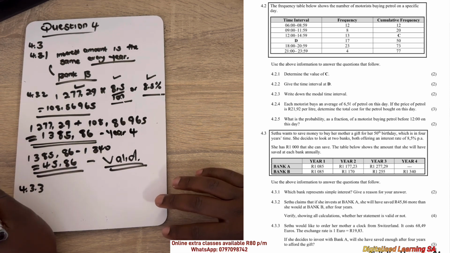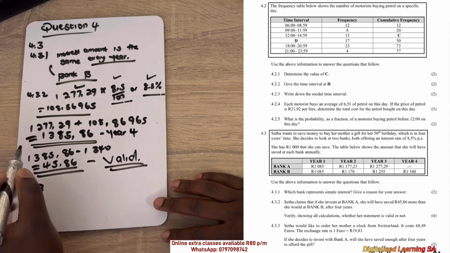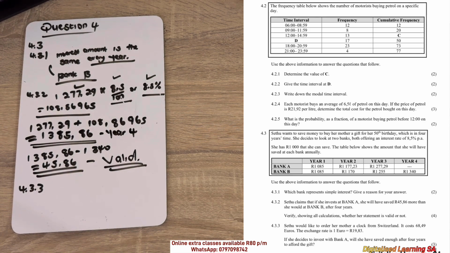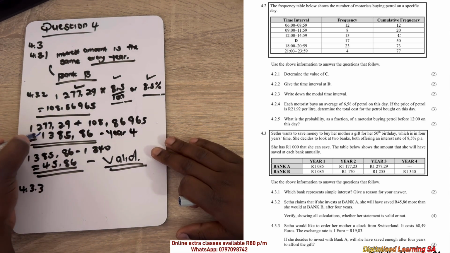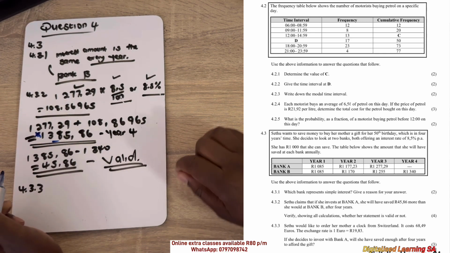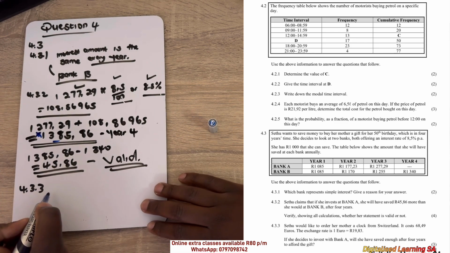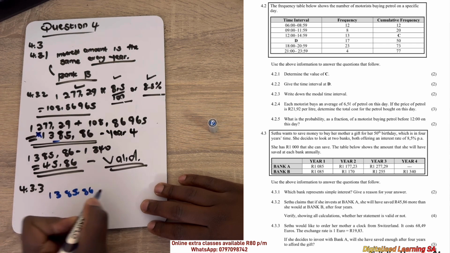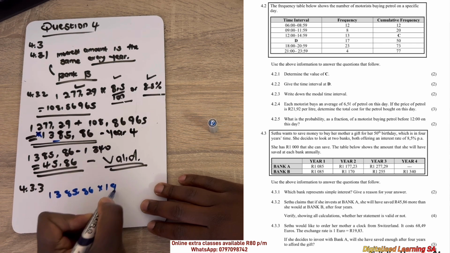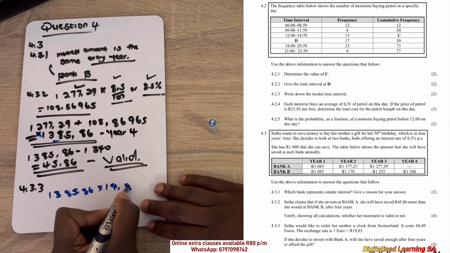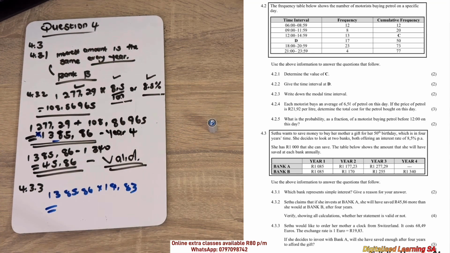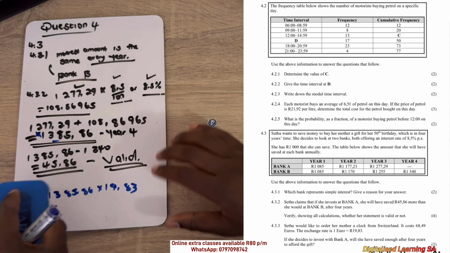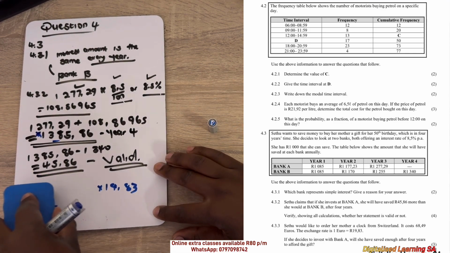If she has saved with Bank A, it means that after 4 years she will receive what we calculated here, right? To check if she can afford it, we just come and say 1,385.86 multiplied by 19.83. Okay, no, that's not how we do it. We need to compare this one with what we will get here.